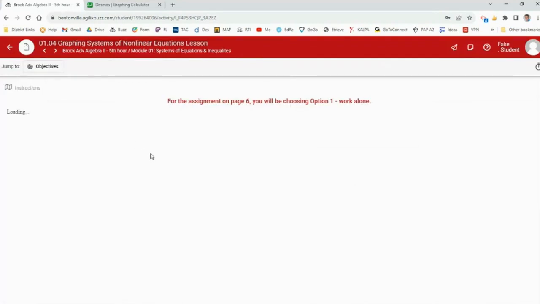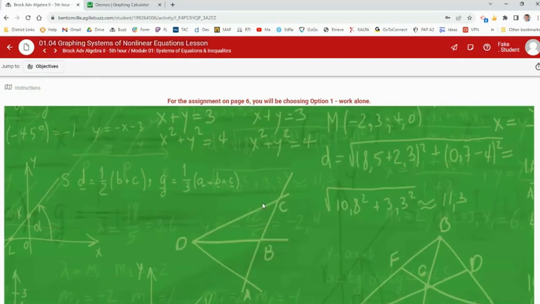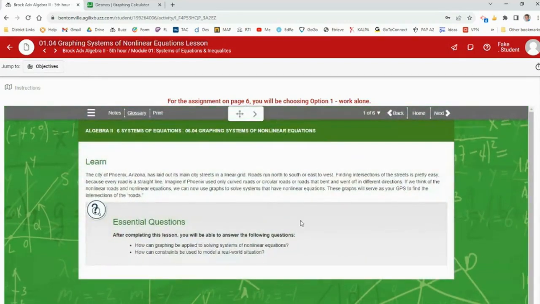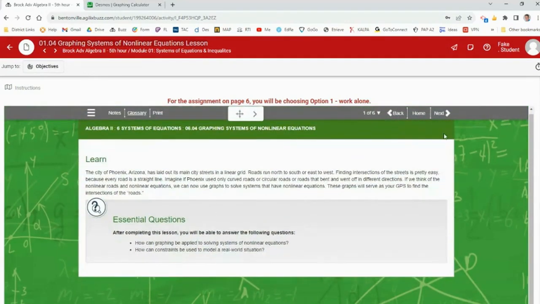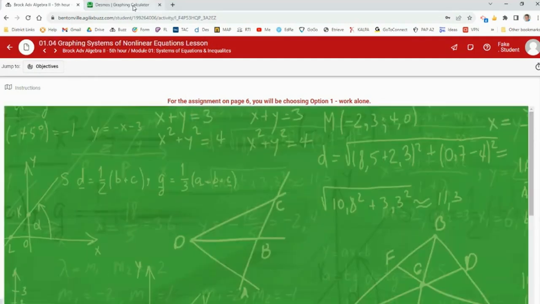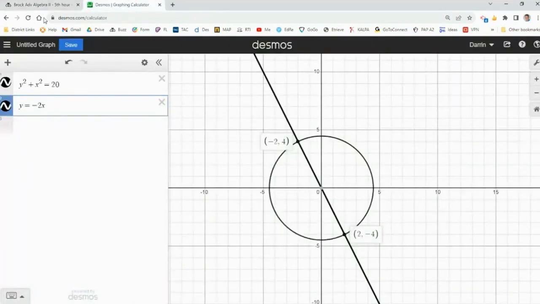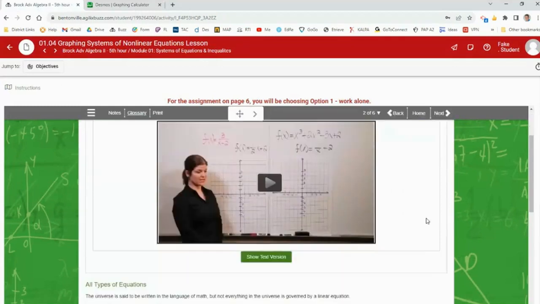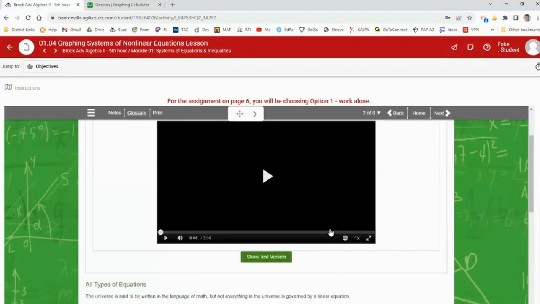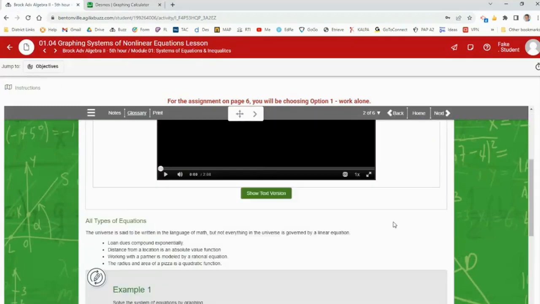The second one, we're not going to start spending time on because we've kind of covered it already. But I do want to talk about the assignment, because it's a little different on this one. This one is graphing systems, which we've been doing while we were doing that lesson. Here's a video you can watch where she graphs it in Desmos, 2 minutes, 8 seconds.